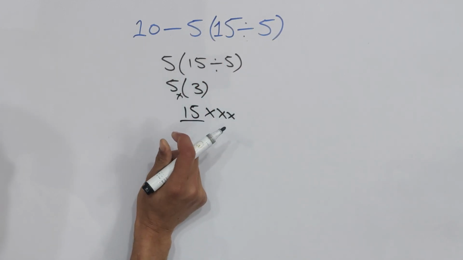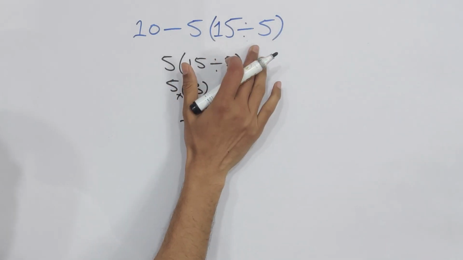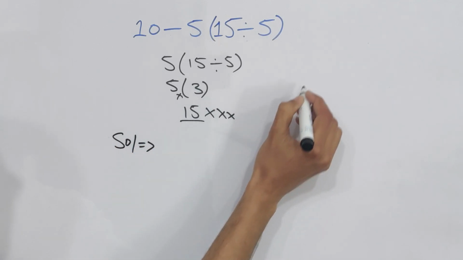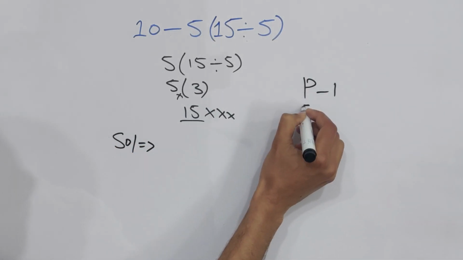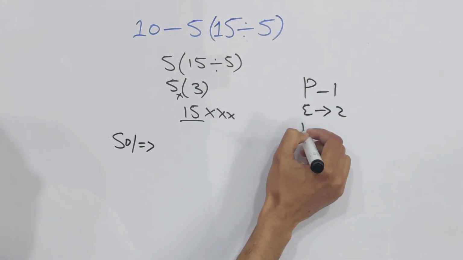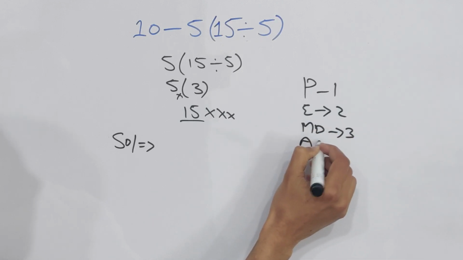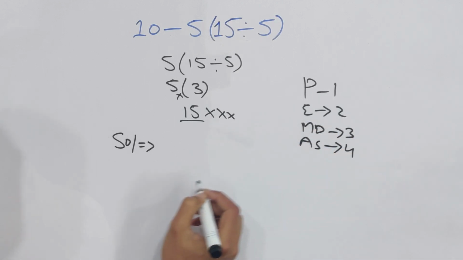Follow the order of operations. We use PEMDAS, parentheses first, right? So solve again. Parentheses first, exponents, multiplication and division from left to right, and addition and subtraction from left to right.